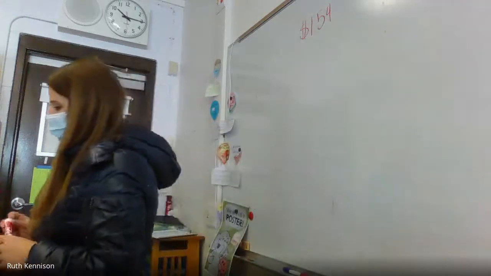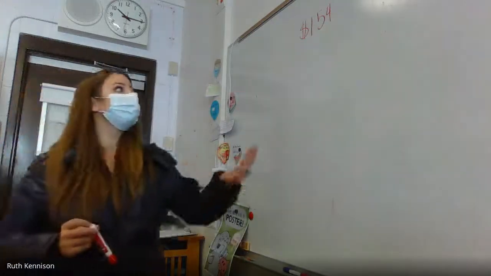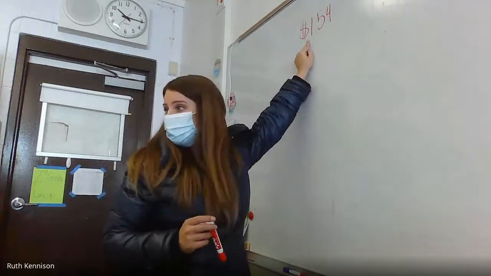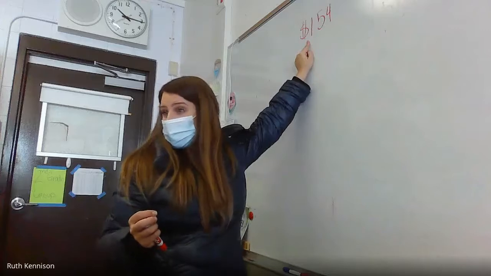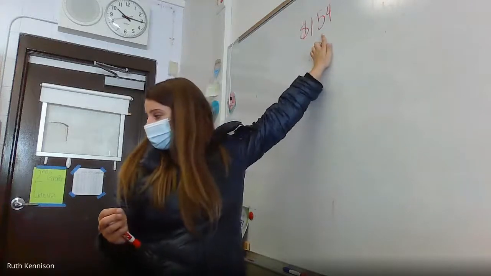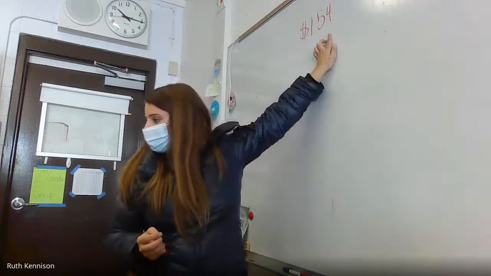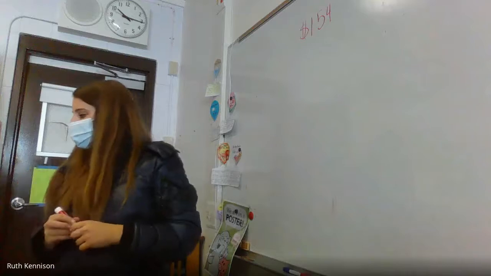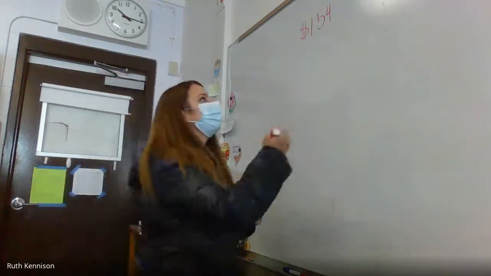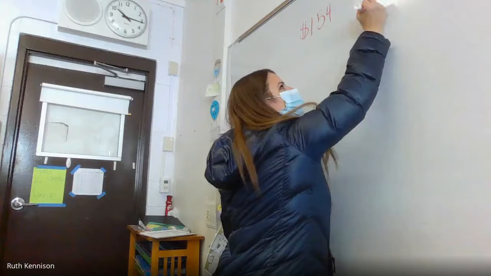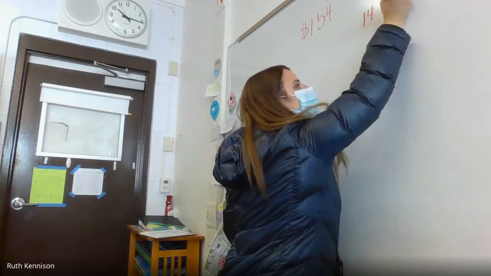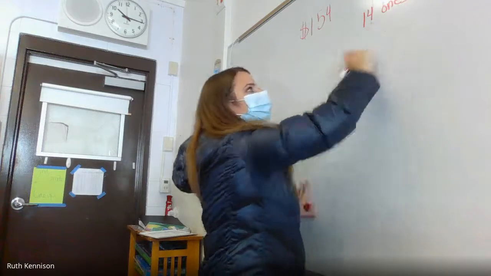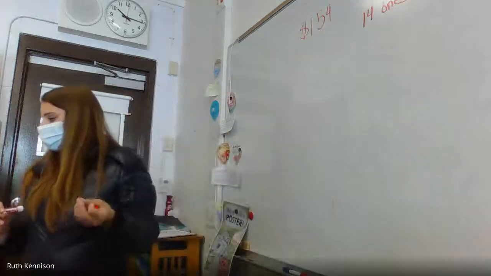Okay, so let's think about that. I know that 154 is one group of 100. It's 5 tens and it's 4 ones, right? Now I know that Stacy said she had 14 ones already. 14 ones. And I know 14 ones is 4 ones and one group of 10, right? 1 ten and 4 ones.